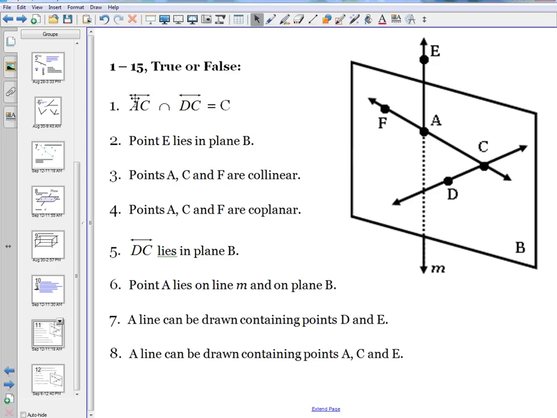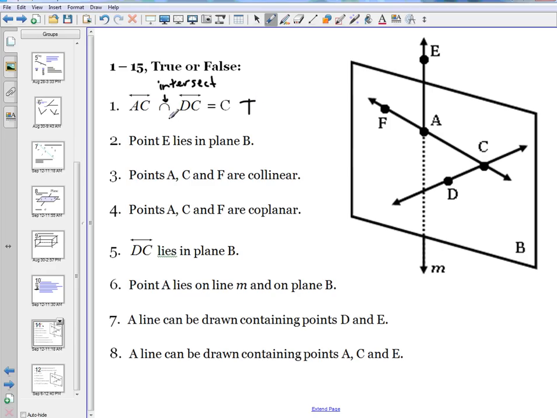So the first one it asks is line AC. Does line AC, and this symbol here, that means to intersect, and we can write that down. So this one means to intersect. Does AC intersect DC at C? So what we're asking is, this line AC, does that intersect this line DC at point C? And the answer is yes, these two lines cross at this point. So this one here would be true.